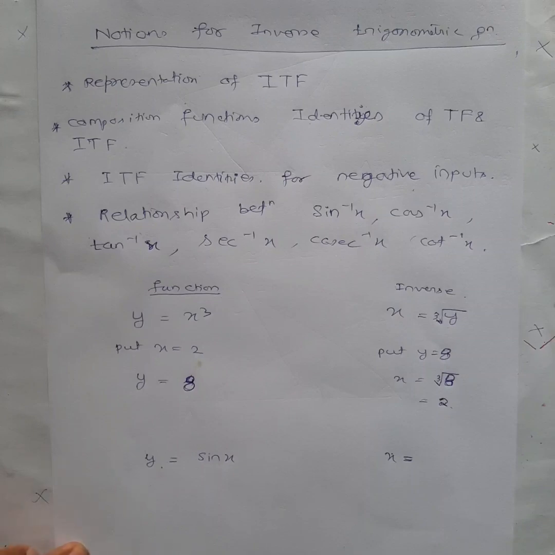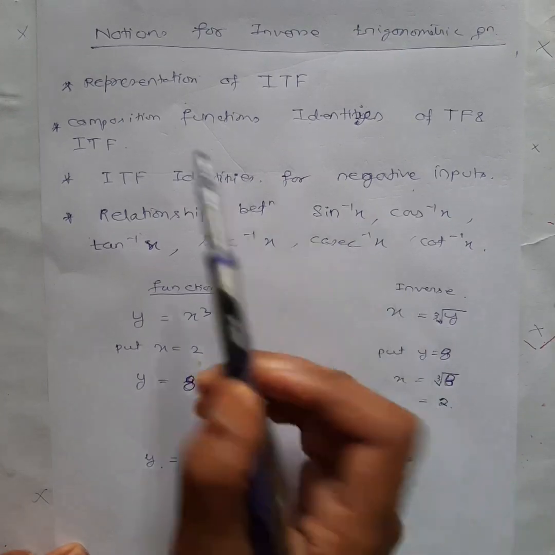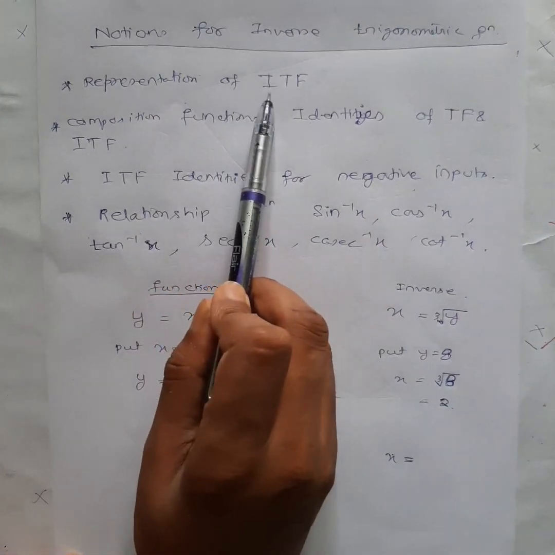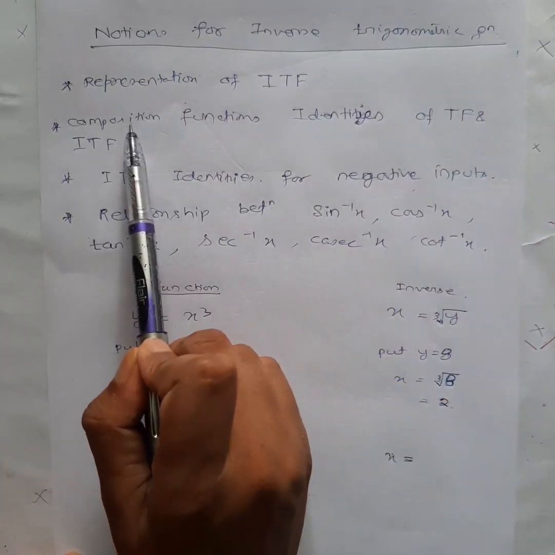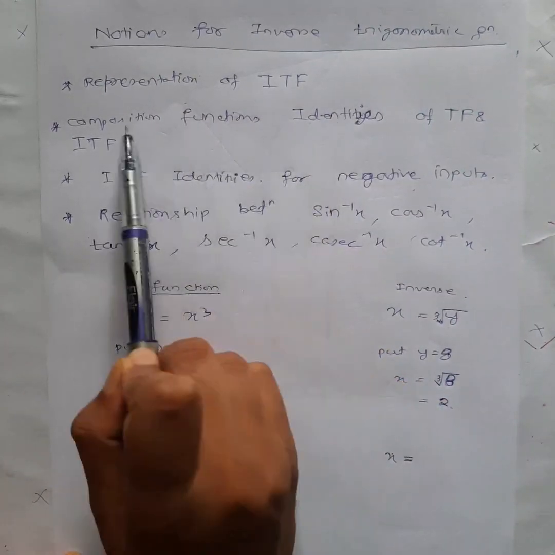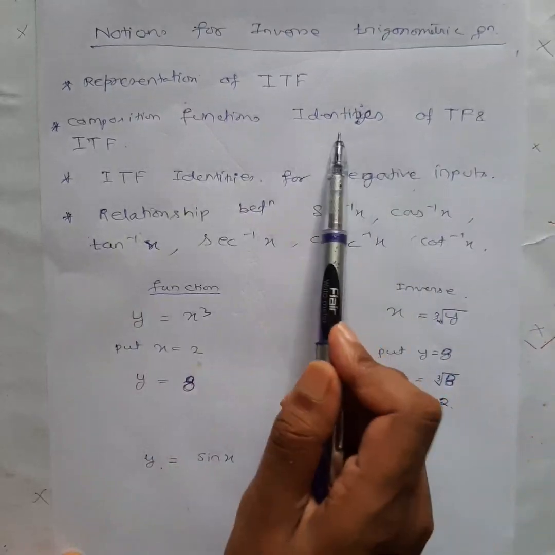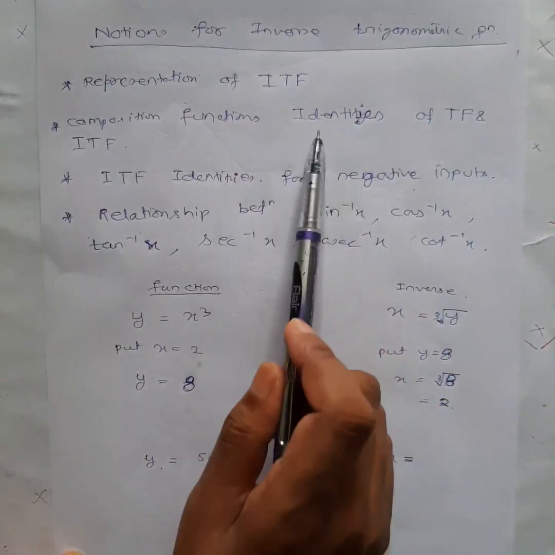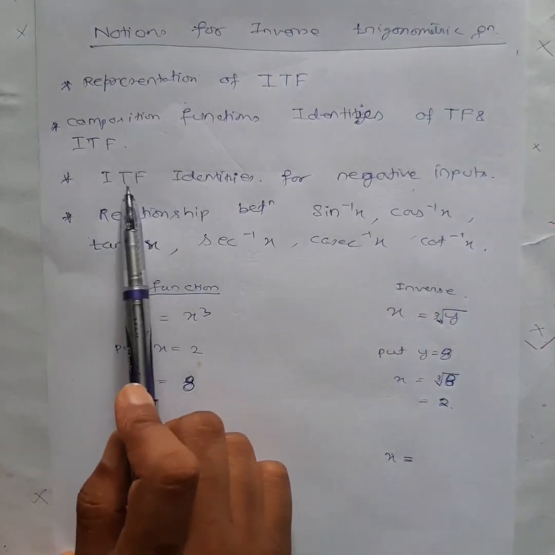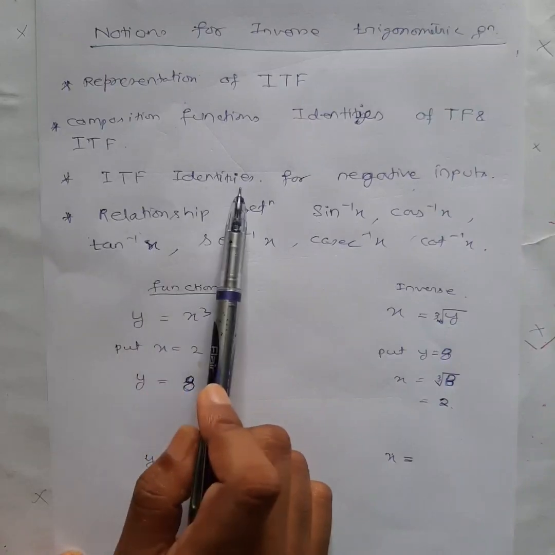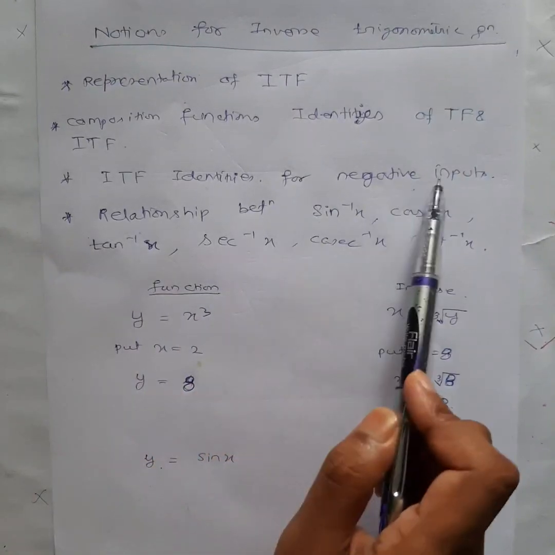Okay, now we will study how to represent an inverse trigonometric function. Then we will study composition function identities. This we have already studied in the first chapter only. This identity I will show you which one it is. Next we will study inverse trigonometric function identities for negative inputs.